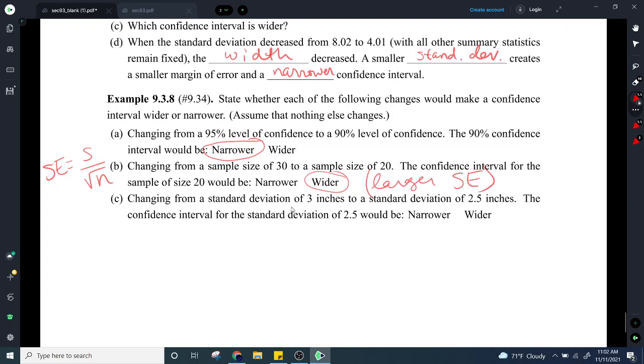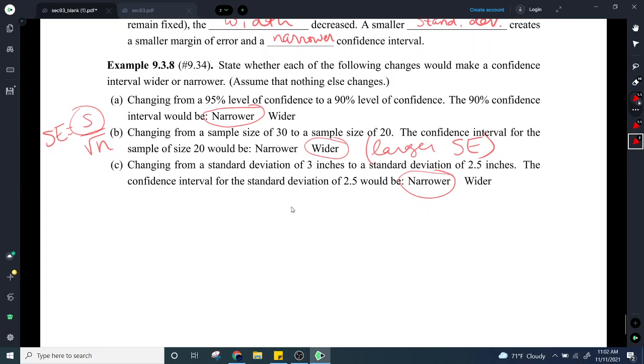Finally, changing a standard deviation from 3 to 2.5. So as we saw earlier, standard deviation, that would be this number right here. If we reduce the standard deviation, that's going to reduce the size of the standard error, which is going to give us a narrower interval because that's going to reduce our margin of error as well.